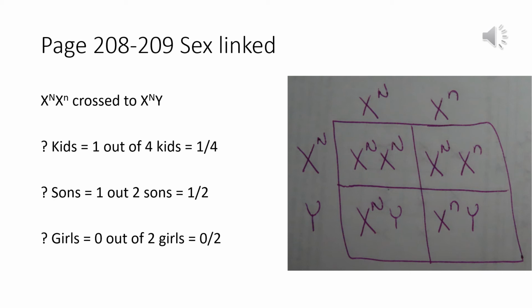What proportion of just the sons will be colorblind? At this point, ignore that top row because we don't want to look at the girls. We're going to look at the boys. And we do have 1 out of 2 sons. 1/2 for the boys. What proportion of just the daughters will be colorblind? At this point, ignore the bottom row, and that first girl's fine. The second girl's a carrier, but she's fine. 0 out of 2 girls will be colorblind.